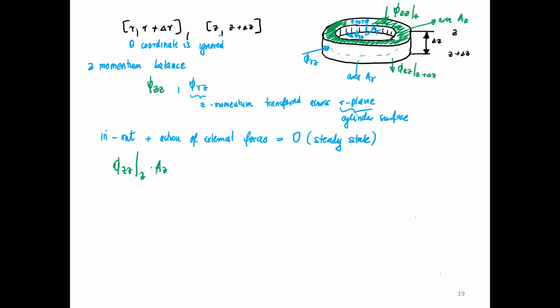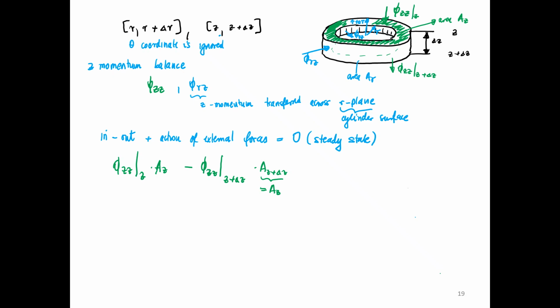And what's coming out in the Z direction on the bottom surface is phi ZZ evaluated at Z plus delta Z, times area Z plus delta Z, which is really the same as AZ for the shell. This is literally the area of this, so that's my area AZ, and this is my area Z plus delta Z.